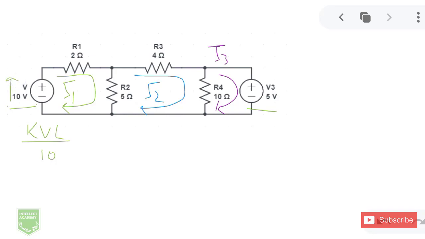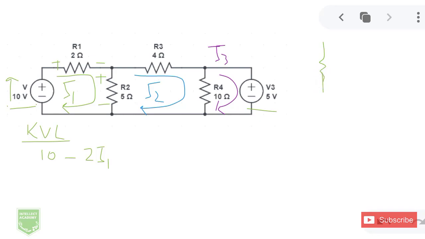So I've got 10 minus, now I'm using Ohm's law to write the voltage across the resistors. The 2 ohm resistor would have 2I1, which is the mesh current, and it would have a negative sign. And I'm also going to mark the polarity over here, positive and negative. And I'm going to do the same thing with the 5 ohm resistor. And for the 5 ohm resistor, I'm going to draw it over here, and I'm going to find out the current that flows through this resistor.